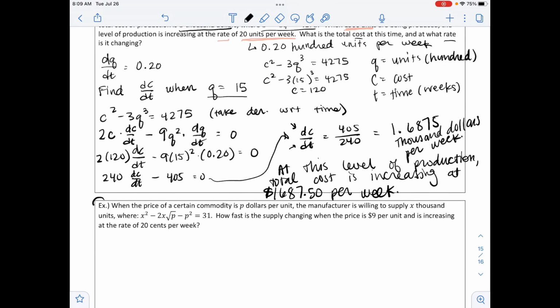The next example I'm going to go ahead and circle, and we're going to look at this one together in class.